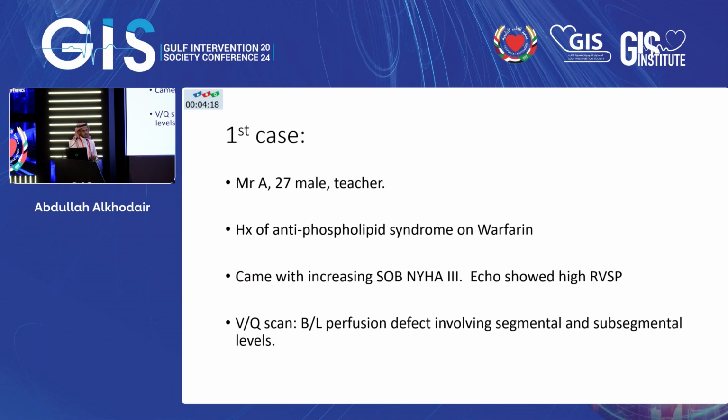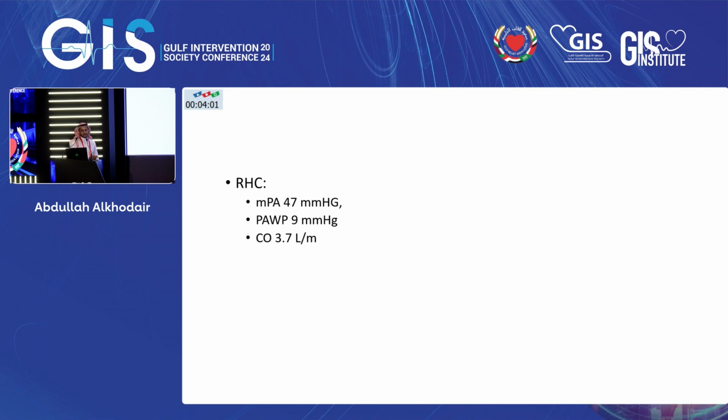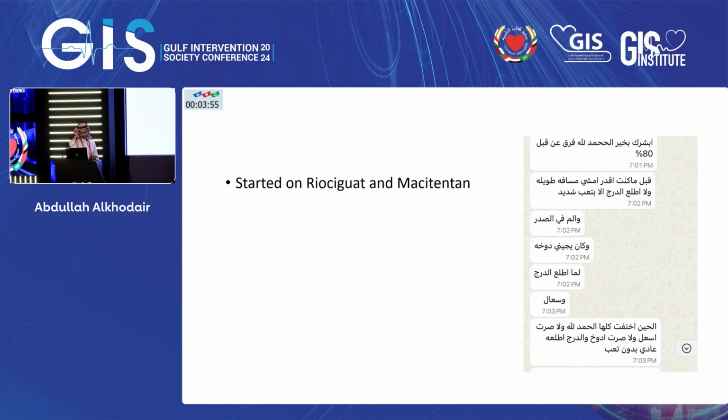I'll share the first case. He's a young guy who's a teacher, with a history of antiphospholipid syndrome on warfarin. He came in with worsening shortness of breath, and echo showed high RVSP. Not surprisingly, his VQ scan showed bilateral perfusion defects at the subsegmental and segmental levels. His right heart cath showed a high mean PA pressure with a wedge of 9 and low cardiac output. We don't have easy access to a PEA surgeon, so we started him on riociguat and macitentan.